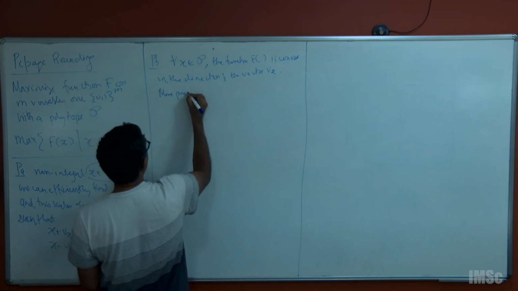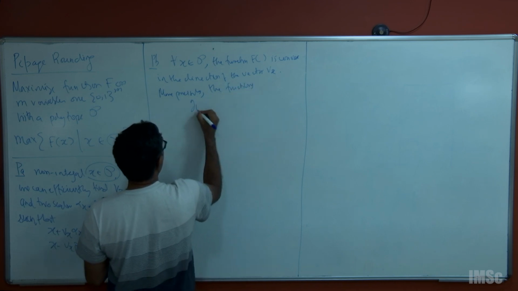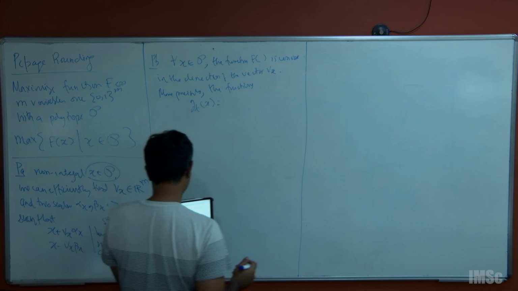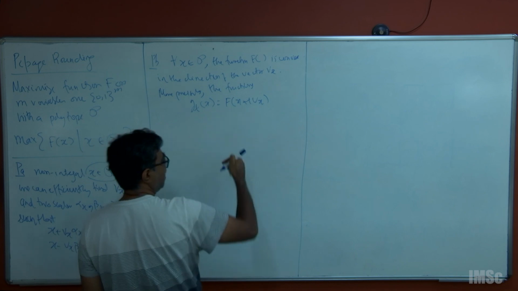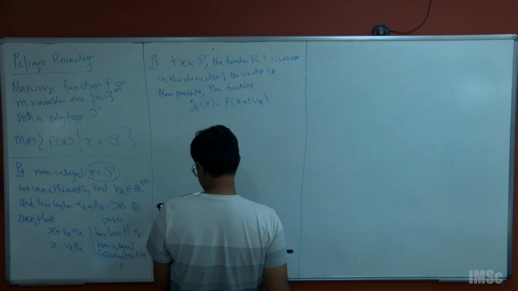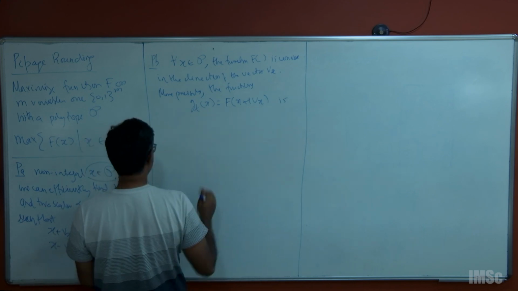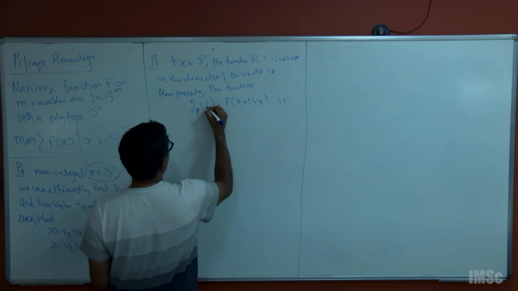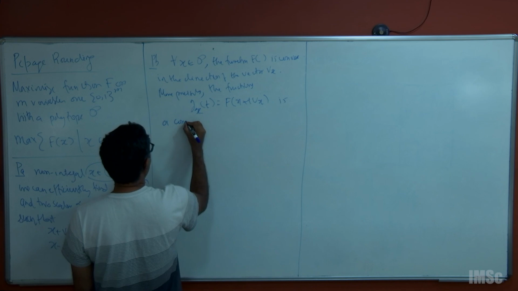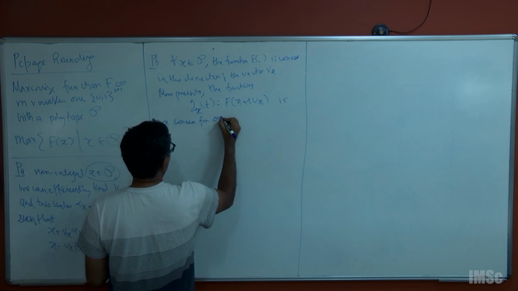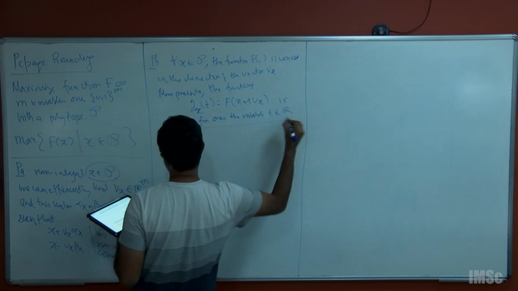More precisely, the function g_x(t), which you define as f(x plus t Vx), where x is fixed, Vx is fixed, and t is the variable, is a convex function over the variable t in R. Yesterday also I made this mistake. So this is what it means.